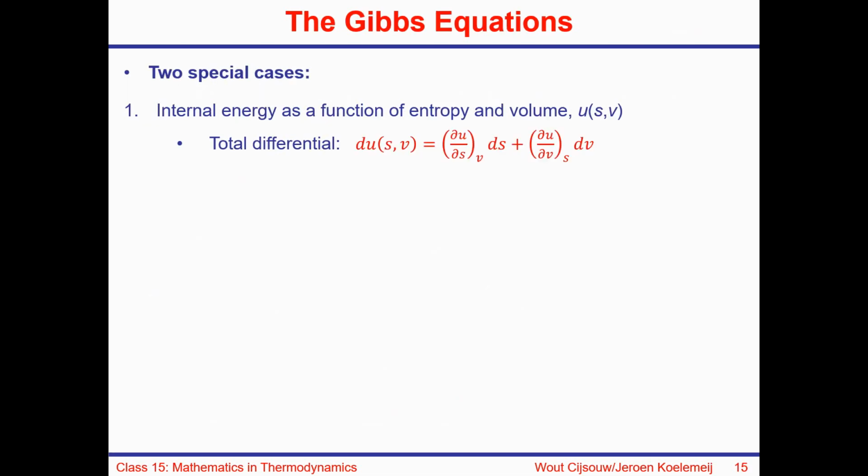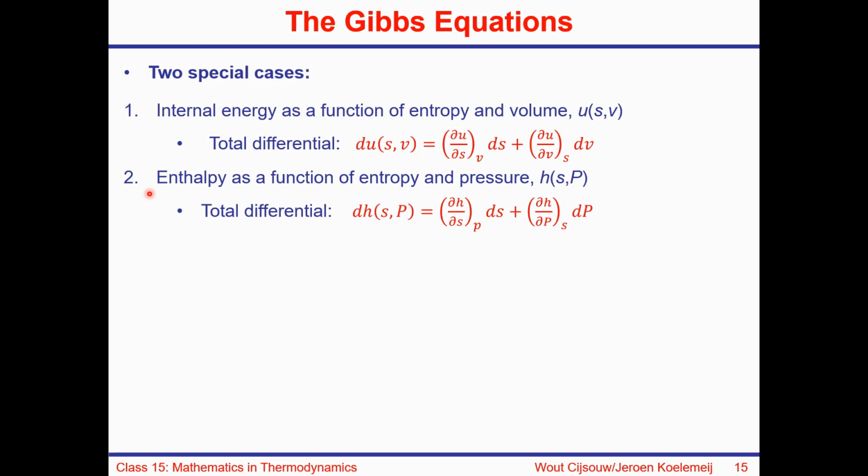Now, in some cases, we can actually find a solution to the problem in the following way. Let's take a look, for example, at the internal energy, U, which can be expressed in terms of the entropy and the specific volume. And then using the rules that we just learned, we can write down the total differential for dU. Or take a look at the enthalpy as a function of entropy and pressure. We can also write down the total differential for that.